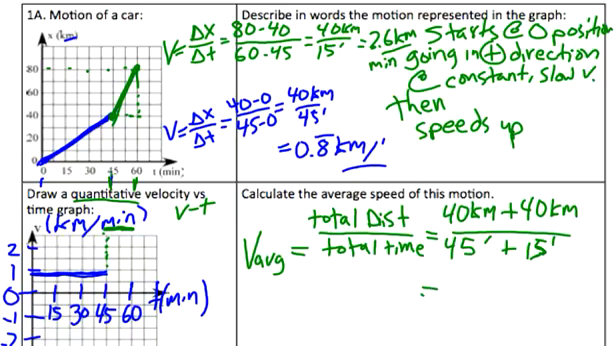So I'm going to get 80 kilometers in 60 minutes. And that will shake out to 1.3 kilometers per minute.